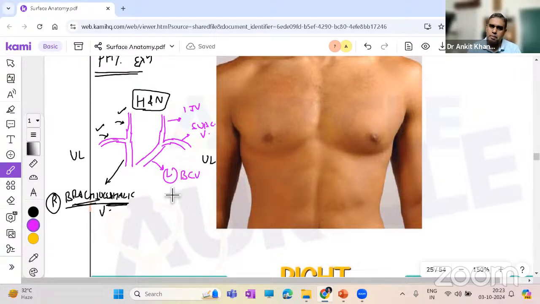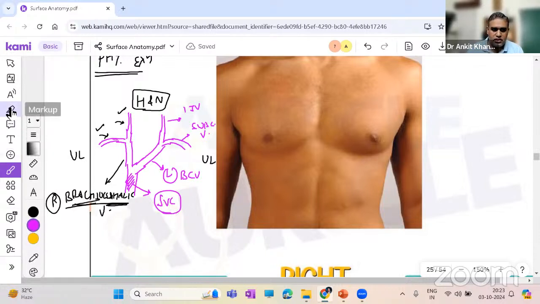We write BCV. And here you can see the question that the left brachiocephalic vein is crossing the midline. Both these brachiocephalic veins join to form what is known as the superior vena cava. Basic idea, this much should be clear.